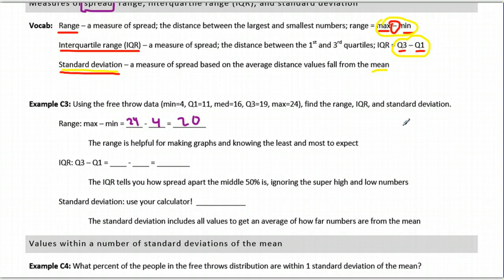The IQR, we have the third quartile and the first quartile, so 19 and 11. And 19 minus 11 is going to be 8. So our interquartile range, or IQR, is 8. And what it tells you is how spread apart the middle 50% is. And if you're wondering, well, the middle 50%, what do you mean by that?